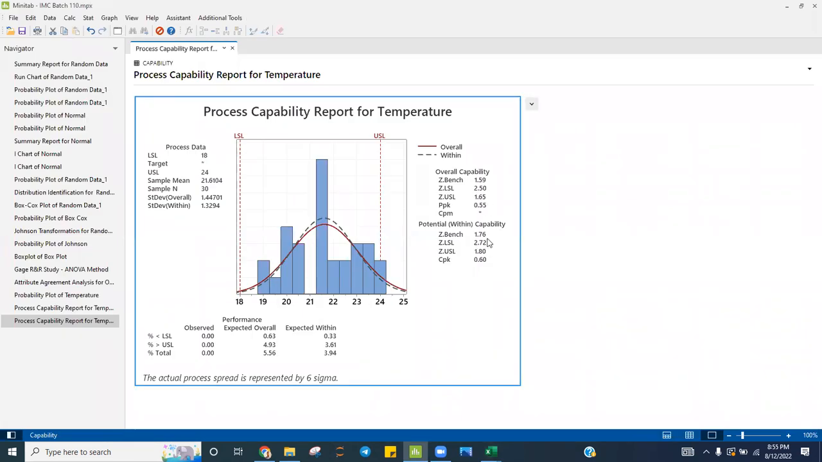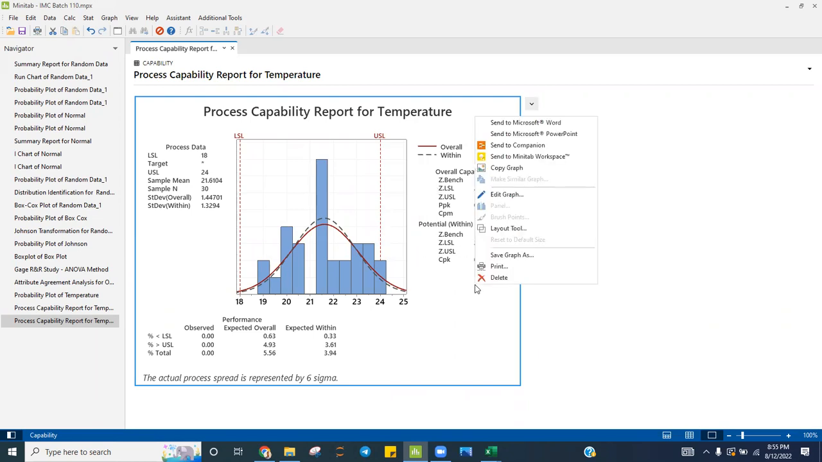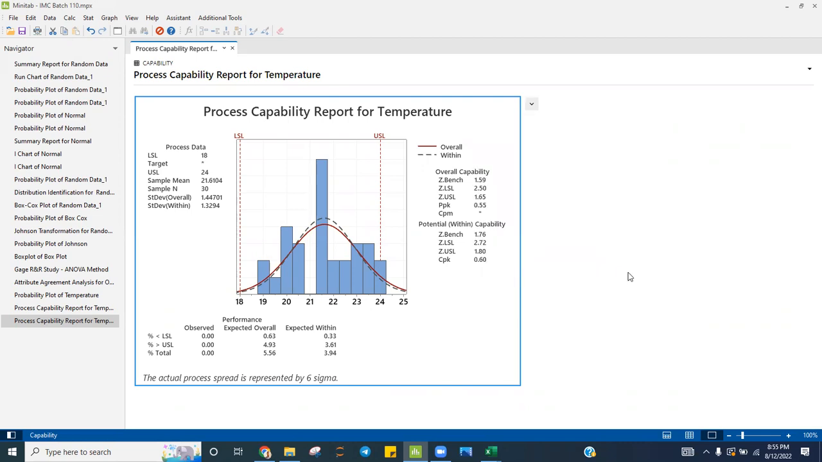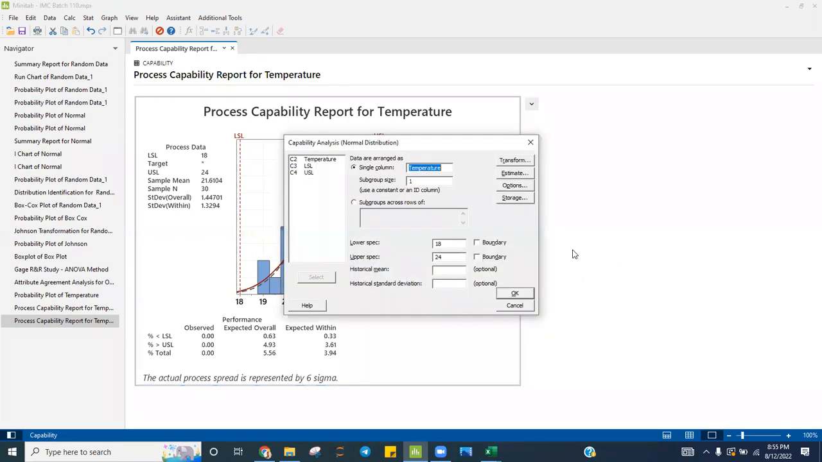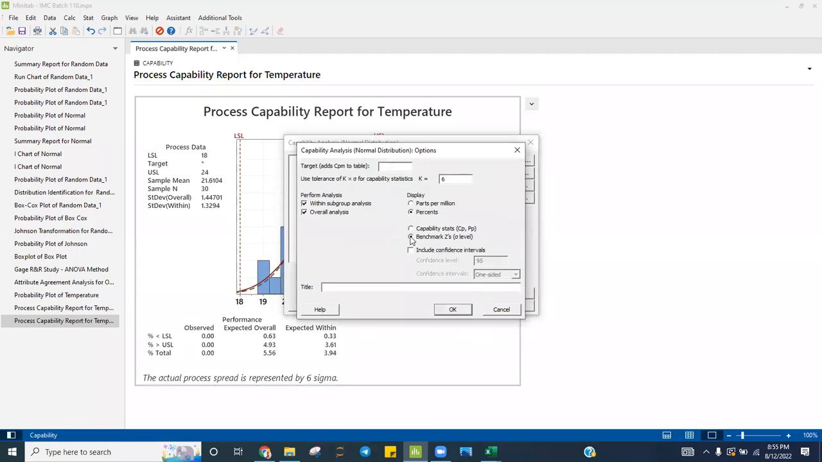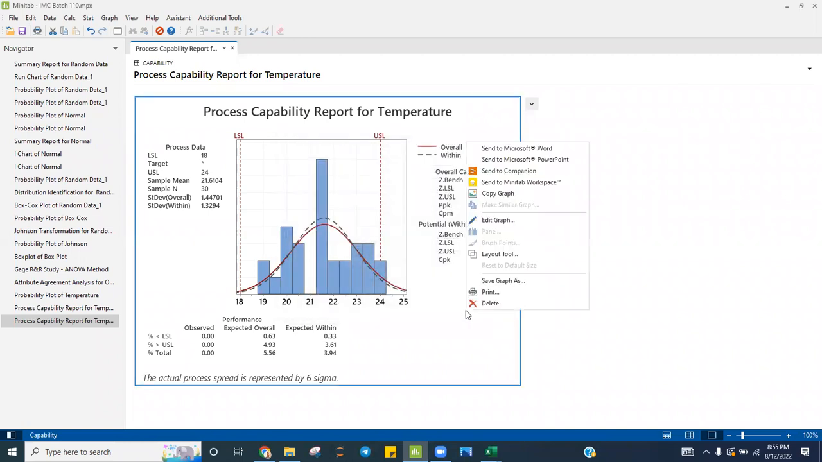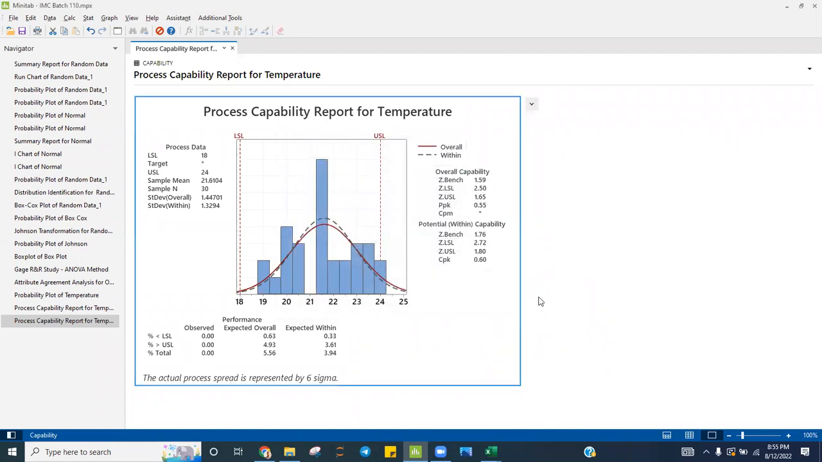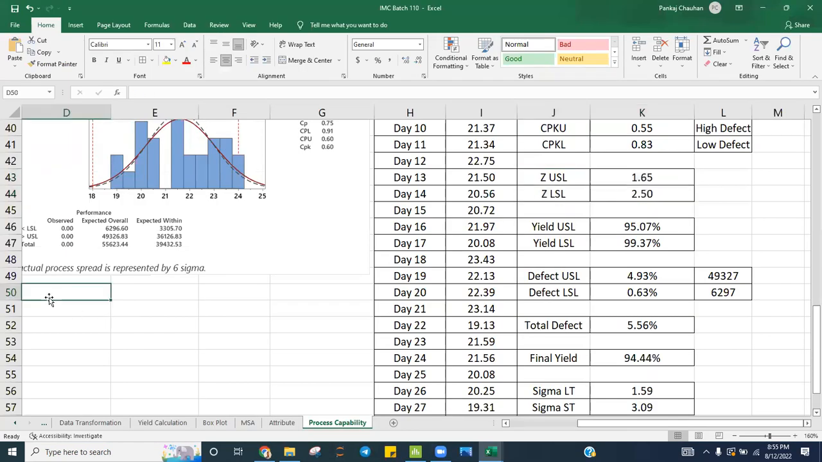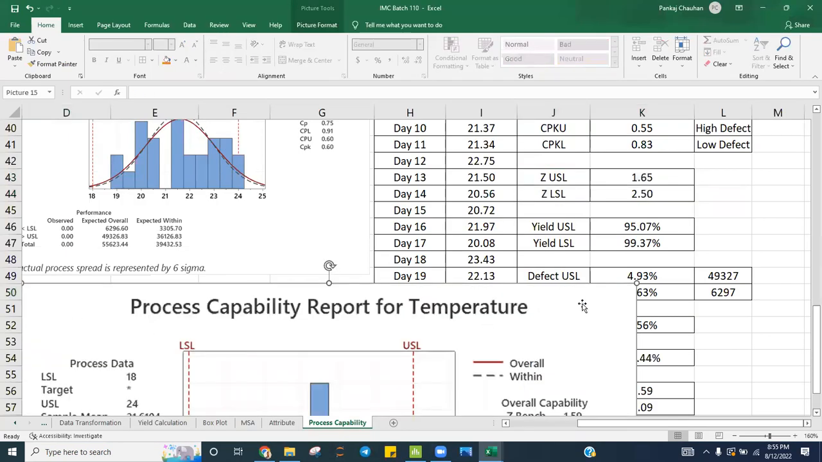Potential is up to 1.76, 2.72 or 1.80. So you can just change and you will get your sigma level as well in this. Where is the option? Edit, options, and select here benchmark sigma and the percentage data. You will get it. So this is about the capability of your data when your data is normal.